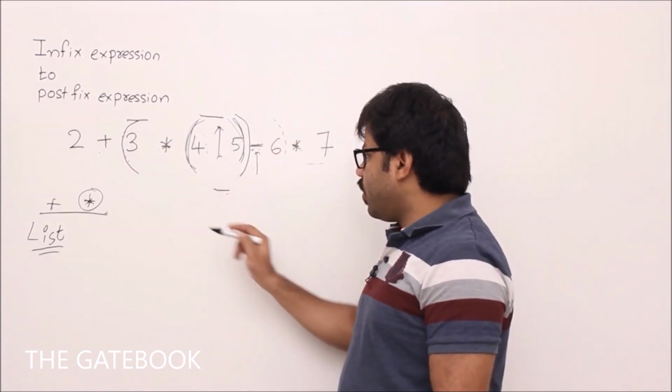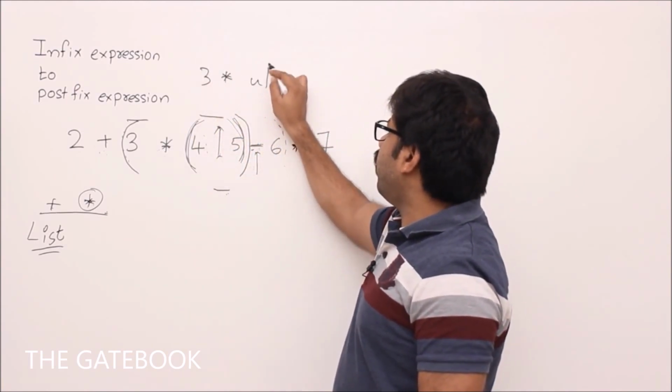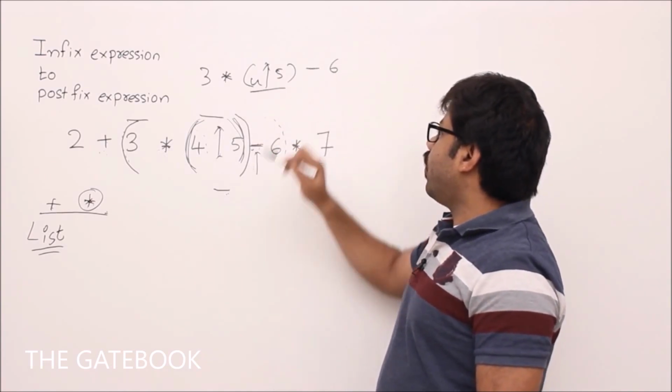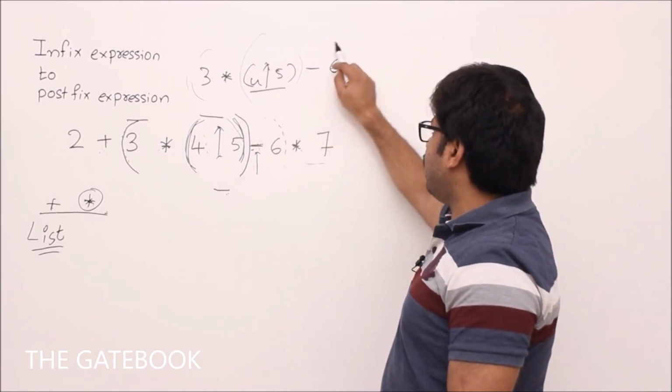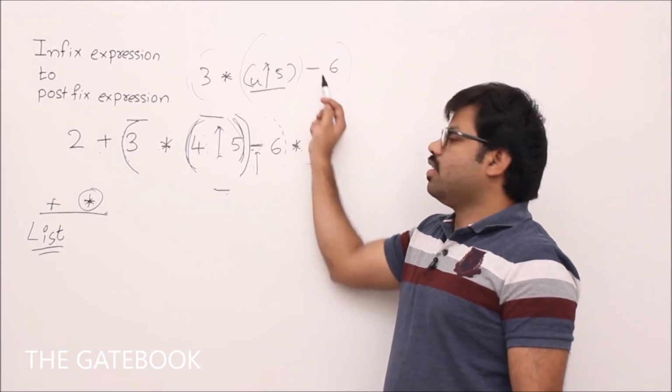So now there is an ambiguity. You see this situation. We have 3 star 4 power 5 already parenthesized. This is one operand, minus 6. Your question was: should I parenthesize immediately like this, or should I parenthesize like this? That's the question, right? For that we have to compare star and minus. That's what we are doing now.